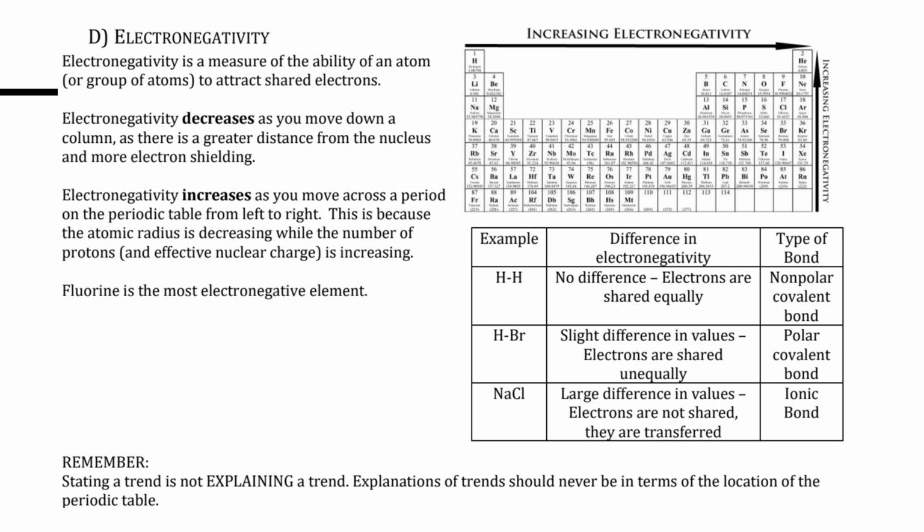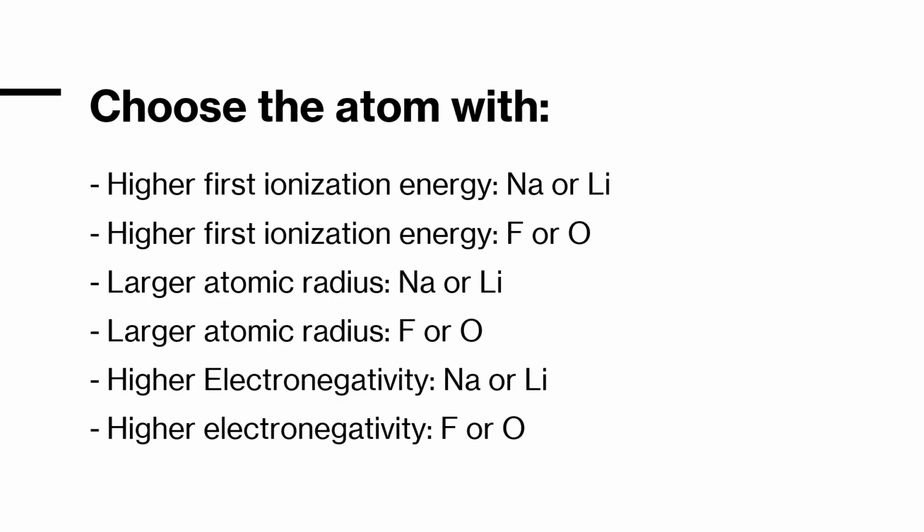Whenever you are stating a trend, you are not explaining it. So, why does it have a large atomic radius? Because of its position on the periodic table. Don't ever do that because you will not get credit. When you're going to be explaining a trend, you have to talk about the number of orbitals, or increasing protons and electrons, increased shielding, increase this, decrease that. Okay?